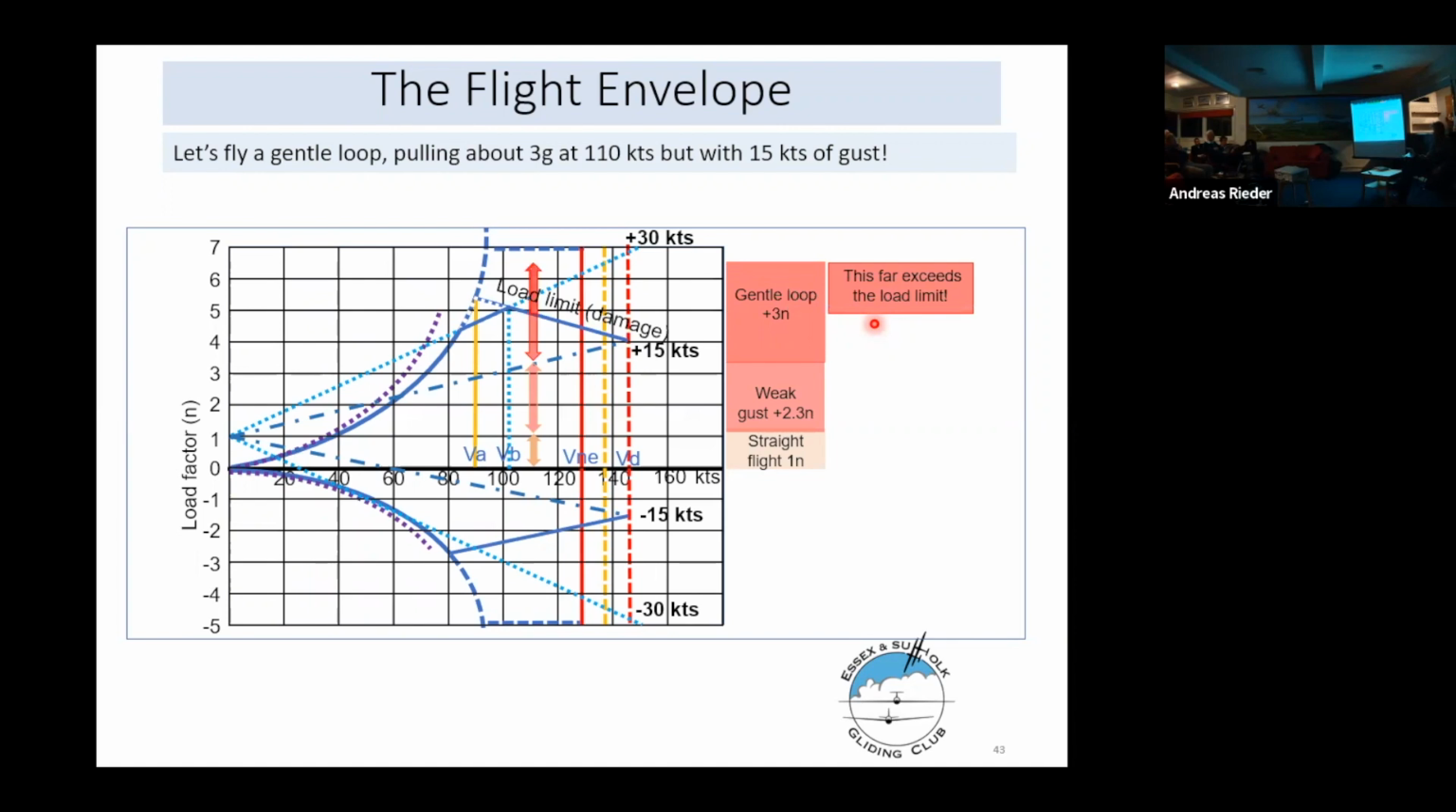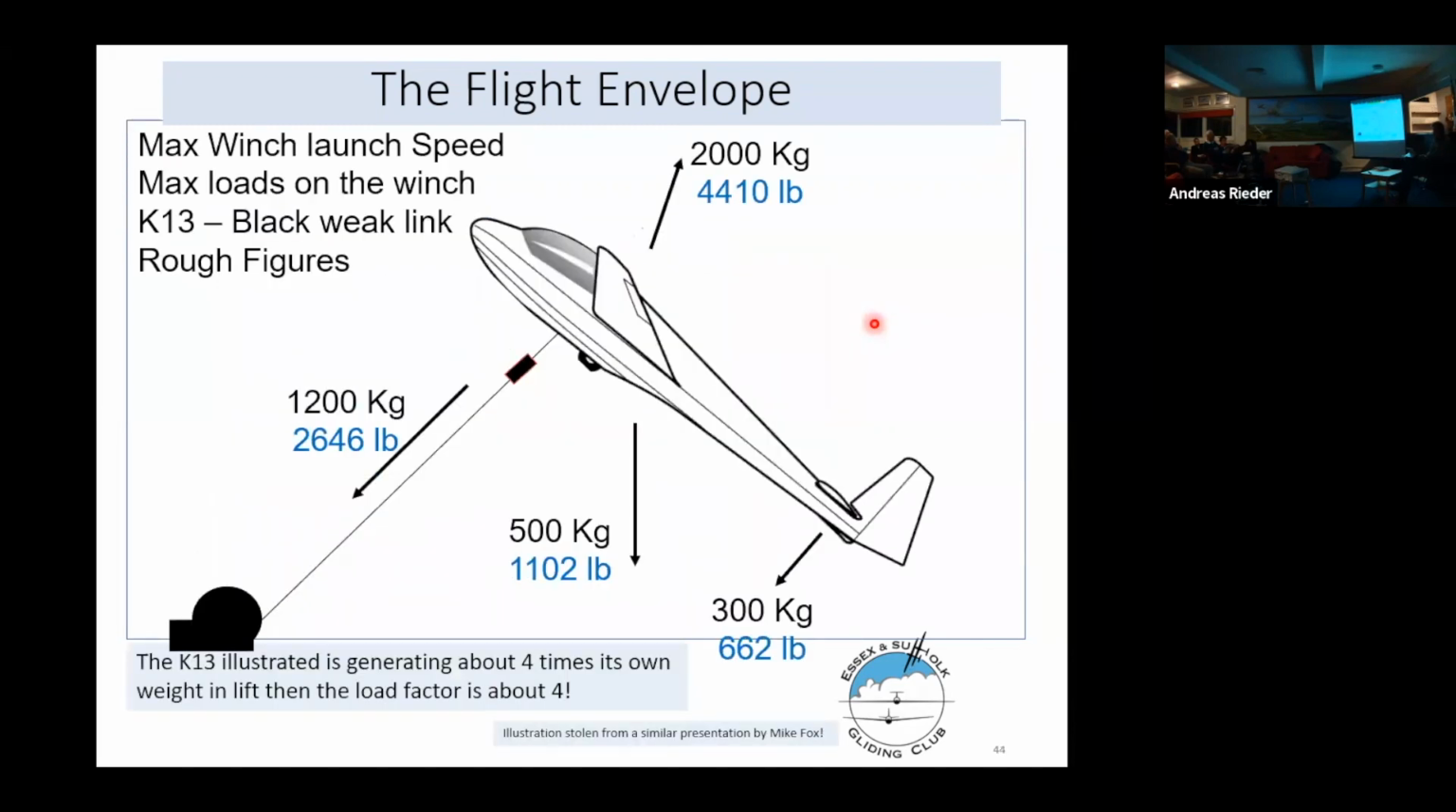Right, moving on, let's consider a glider on a winch launch. This illustration is stolen from Mike Fox. These are round figures, not precisely calculated. But let's say the weight of this aircraft is 500 kilograms. There's a 1200 kilogram pull on the cable through a black link, and the pilot is pulling furiously back on the stick to keep the nose up. So there's a 300 kilogram load on the tail, downwards.